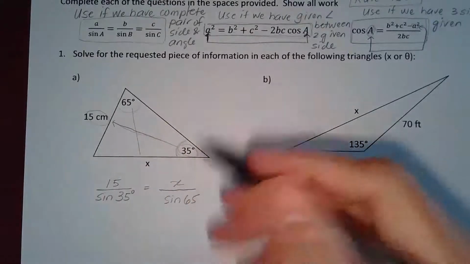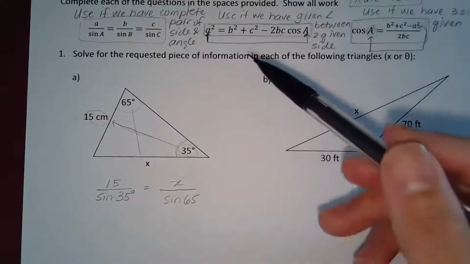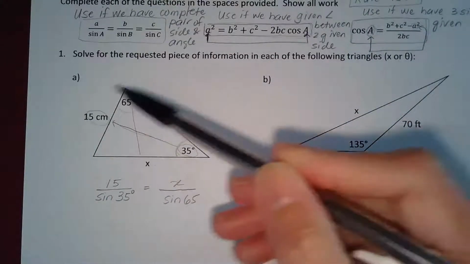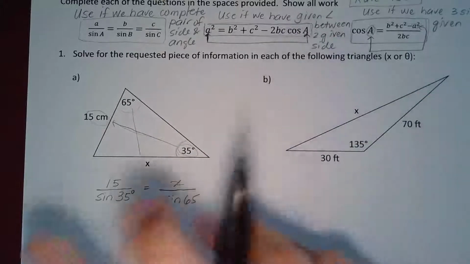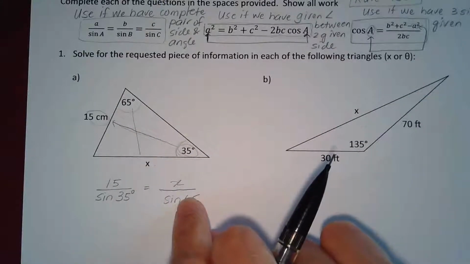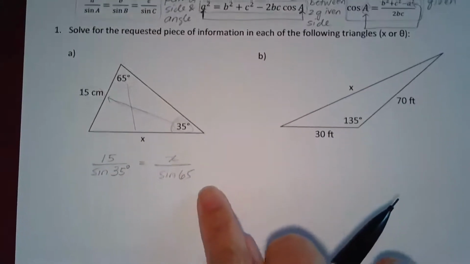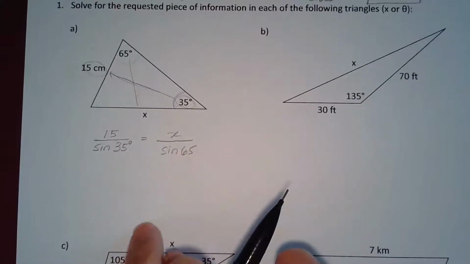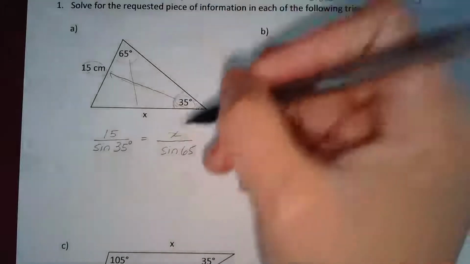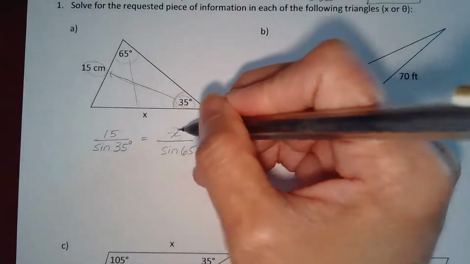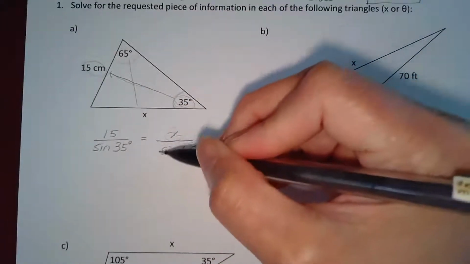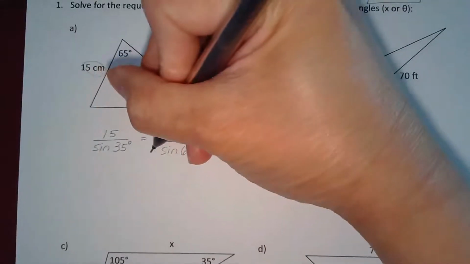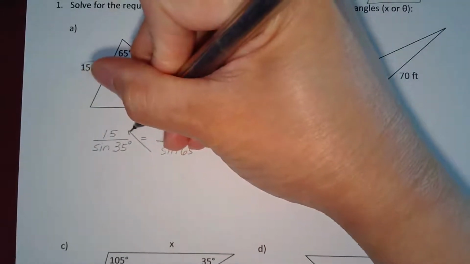So for the test question, or any questions that you do, it's important that we set up. So this is a setup. And then we do the work in between and then our answer at the end. In this particular case, we're trying to solve for x. So that means we have to get rid of the sine dividing by sine of 65. So we can just cross multiply.